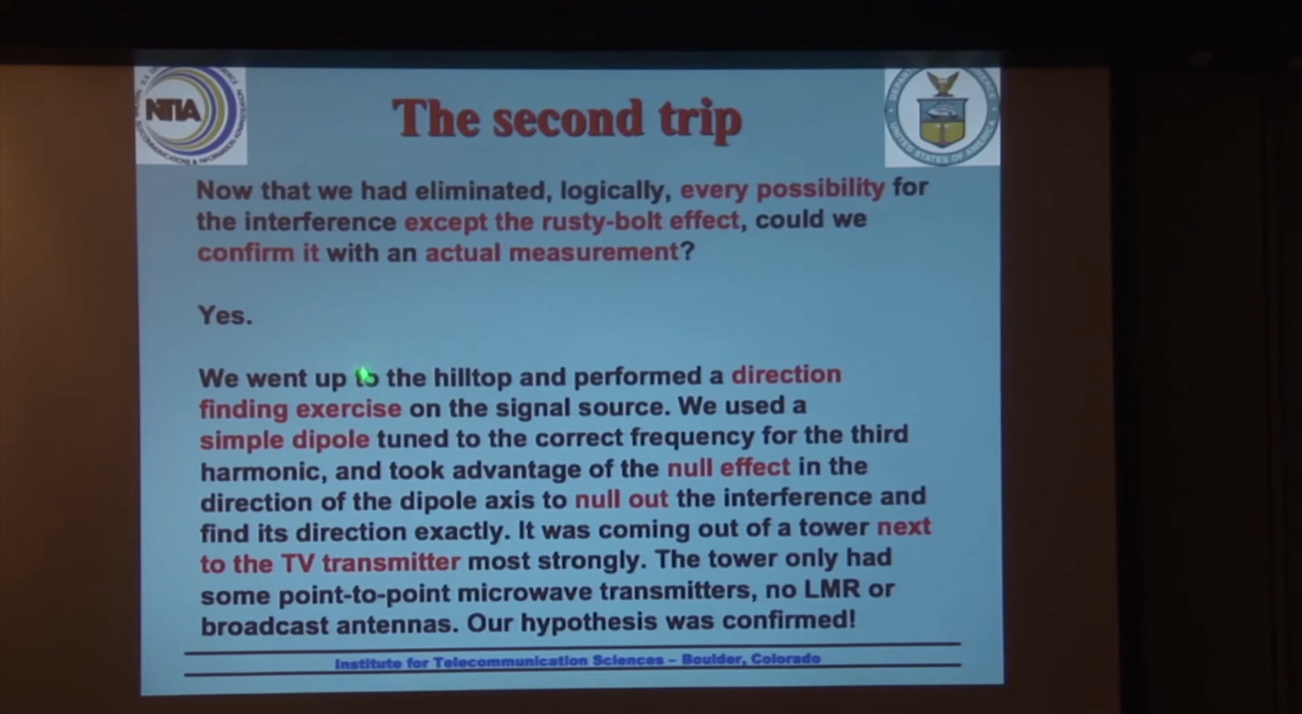Then we move ourselves over here, and we do it again, and this time we null on this axis. Well, if you null on this axis, and you null on that axis, the location where the signal's originating has to be where the two nulls cross, which is there, which is not on the broadcast tower for the television signal, and in fact was another tower. And that tower just had some point-to-point microwave transmitters on it and no land mobile radio transmitters, so nothing even operating in the VHF or UHF part of the spectrum.